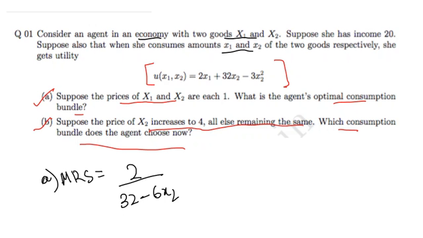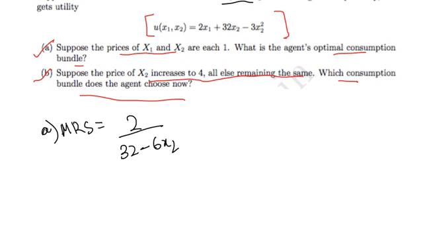Now we can see that the utility is a concave function and hence is also quasi-concave. Therefore the solution to the above problem can be obtained through the standard slope. I have already written the MRS, that is MRS12 equals 2 over 32 minus 6x2, and the budget line, which I'll write as BL, is x1 plus x2 equals 20.